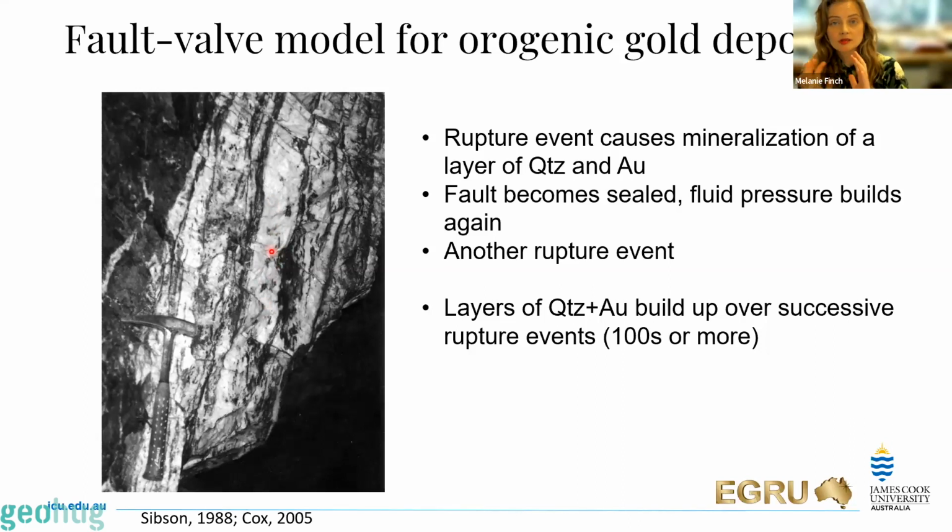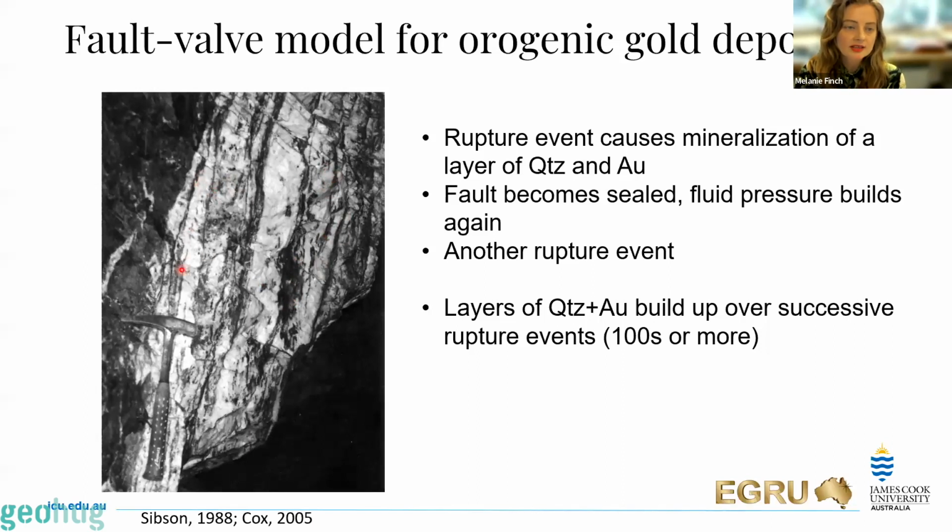Then the fault becomes sealed. When the fault is sealed, no fluids can move through it again. And so the same process happens again. Stress builds up around the fault, and eventually it exceeds the lithostatic strength of the rock, and then it ruptures again. And so you get a number of different events over time, maybe hundreds or more, that slowly build up this gold deposit over time.